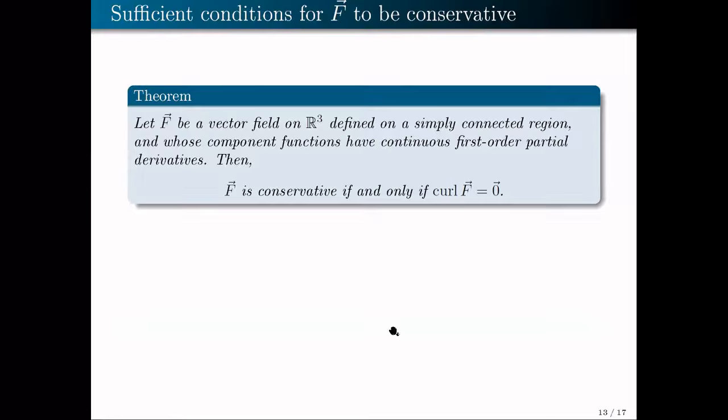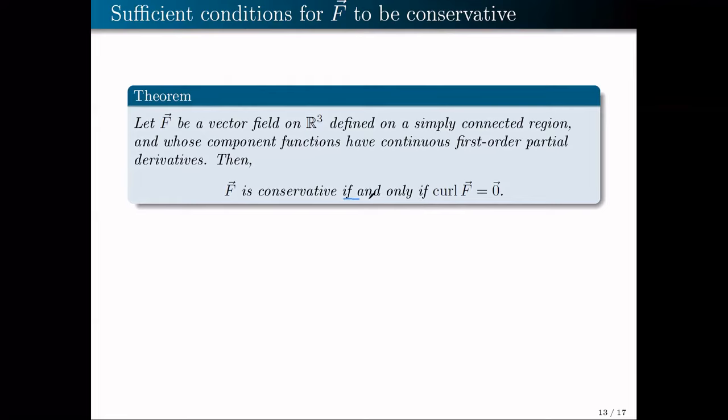We can now use the notion of a simply connected region in the following theorem that gives us sufficient conditions for a vector field F to be conservative. In this theorem, the vector field F is on R3 and is defined on a simply connected region, and its component functions have continuous first-order partial derivatives. Given these conditions, we say that F is conservative if and only if its curl is equal to the zero vector.